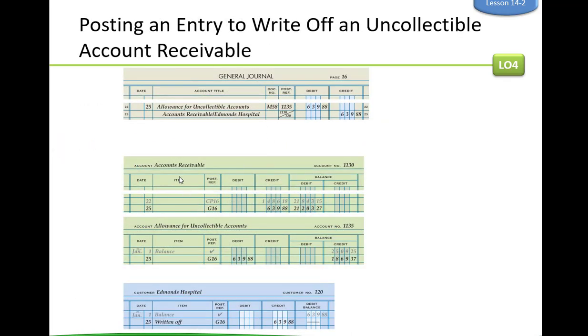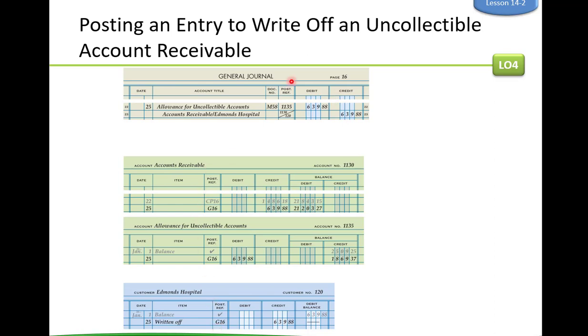So now we're going to post it to the accounts. The accounts receivable is going to receive a credit of $639.88, and so we are, in opposite columns, going to subtract. The allowance for uncollectible accounts is going to have a debit, and they're on opposite sides, so we are going to subtract. And then when we go into Edmonds Hospital, we're writing off, and you're going to write "written off."